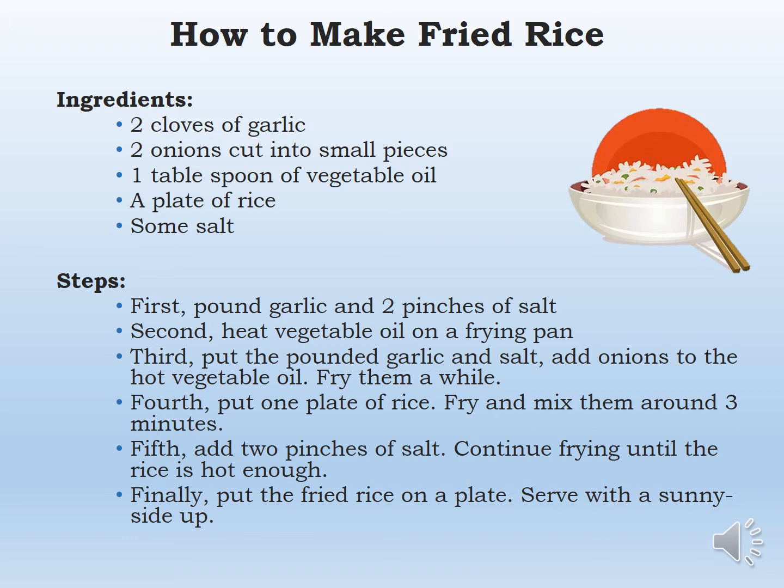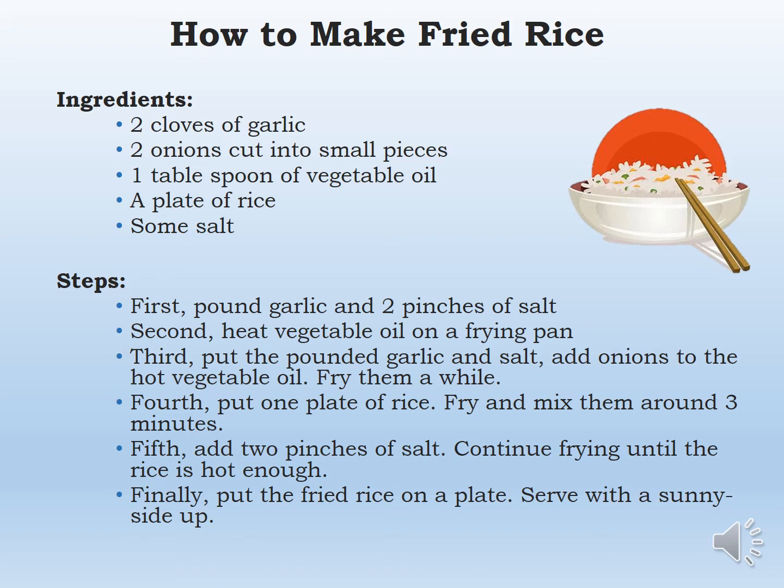The ingredients are 2 cloves of garlic, 2 onions cut into small pieces, 1 tablespoon of vegetable oil, a plate of rice, and some salt. First, pound garlic and 2 pinches of salt. Second, heat vegetable oil on a frying pan. Third, put the pounded garlic and salt. Add onions to the hot vegetable oil.